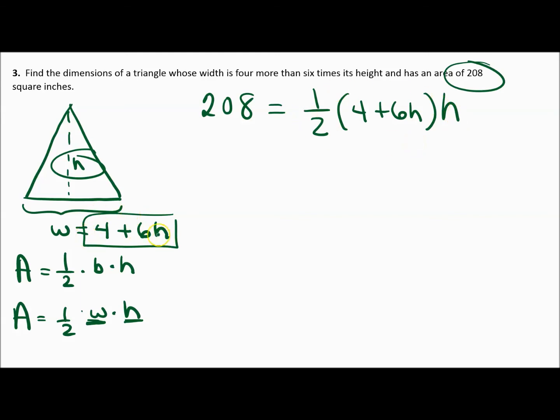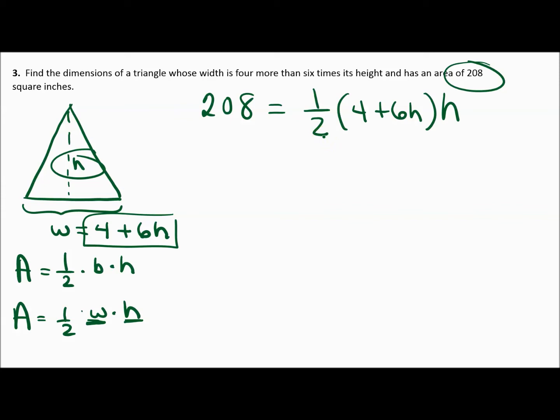We wrote our width in terms of our height. So both the width and the height have h's in it, and that's your goal. Now, you just got to do the math to solve this. A lot of people get disturbed by this 1/2 in front here. There's two ways you can handle it, folks.